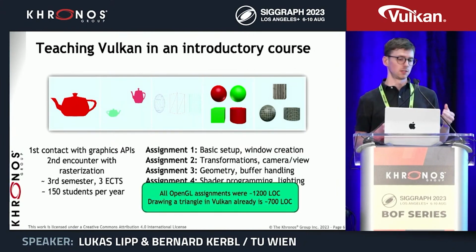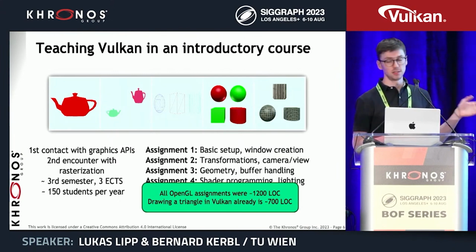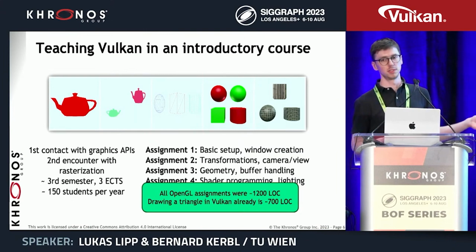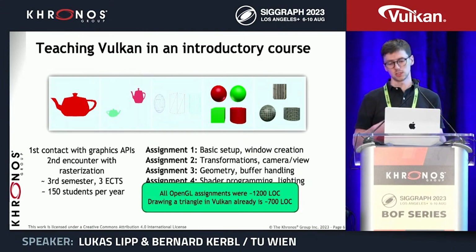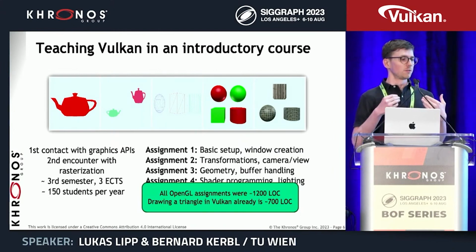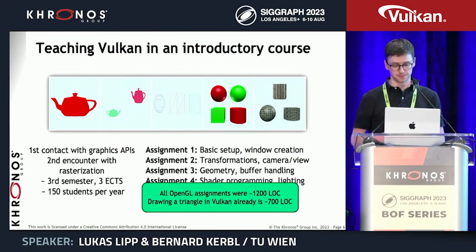The thing is, the original OpenGL assignments were around 1,200 lines of code. And as some of you know, drawing a triangle in Vulkan is already 700 lines of code. So we needed to add some help or some abstractions to that so that we can keep this in check. And maybe this is even a good thing that we have this comparison between our OpenGL course and the Vulkan implementation, because it allows us to keep track of the required work.